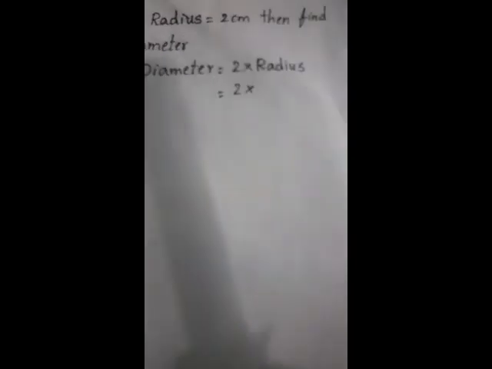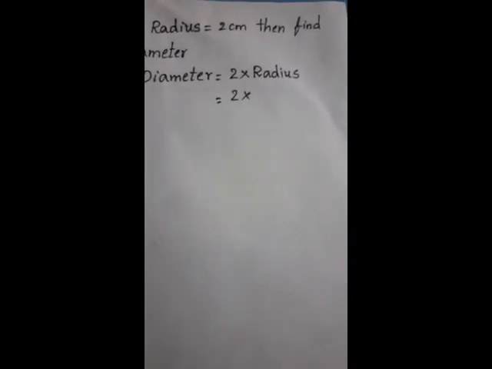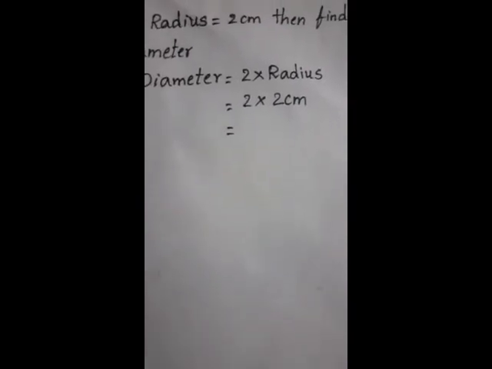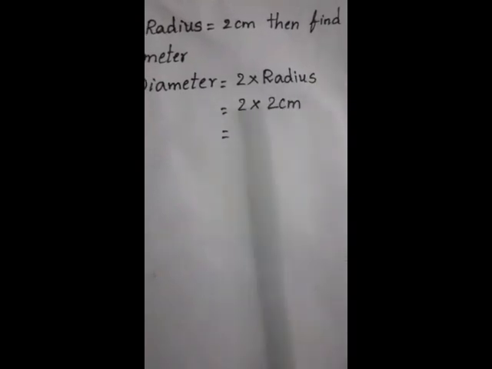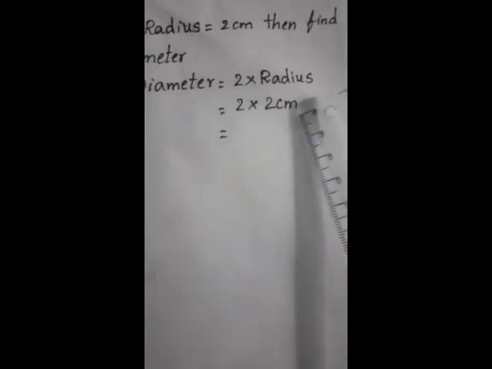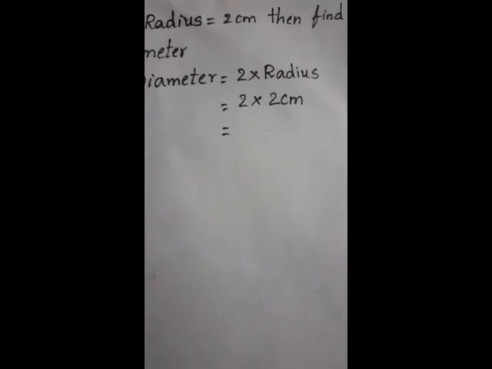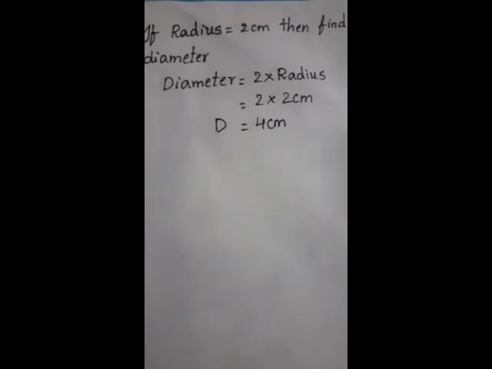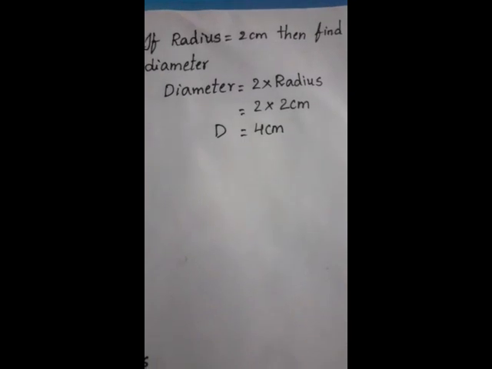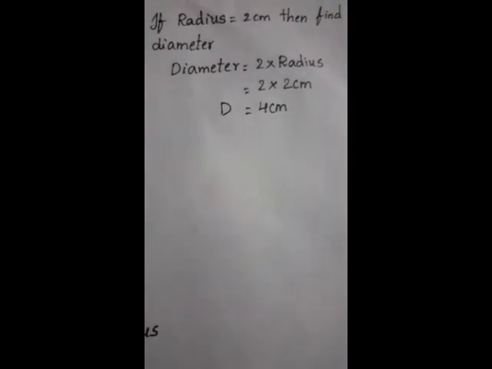Now write the same 2 here, and write the into also. Radius, how much is given? 2 centimeters. So write 2 centimeters here. Now 2 twos are how much? 4. Write the units, centimeters. So diameter is equal to 4 centimeters. How much radius is given? 2 centimeters. Then double of the radius is 4 centimeters.